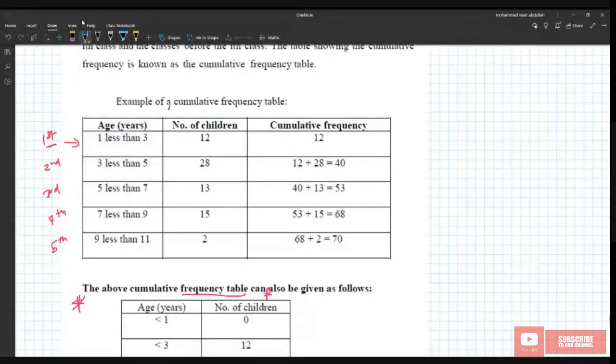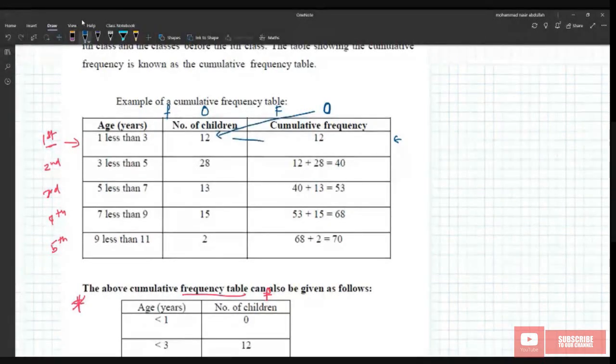This is your frequency value. This is your cumulative frequency, right? Cumulative frequency starts before the first class. So the frequency before the first class is 0, and the cumulative frequency is also 0 before the first class. To get the cumulative frequency of the first class, it is the cumulative frequency before the first class plus the frequency of the first class, which is 12. Means 0 plus 12 is equal to 12.